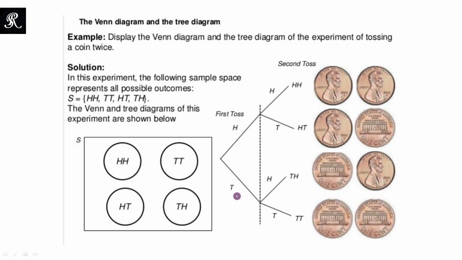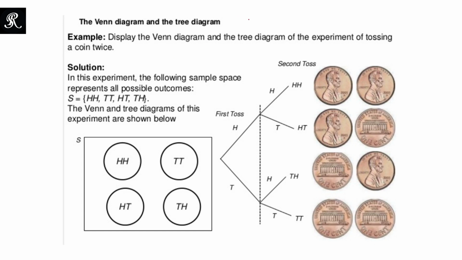Similarly, if we already got T on the top face of a coin and we flip that again, maybe we get H. So that would be the TH outcome. And if we get T, that would be the TT outcome. And these are the same four possible outcomes as we have represented here in the Venn diagram. And this would be the sample space for the experiment of tossing a coin twice.